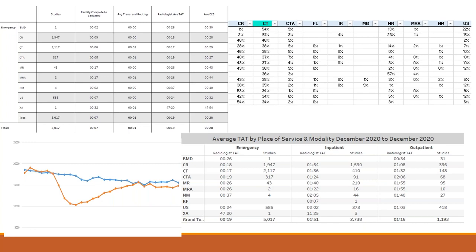The bottom right corner is information that we present to our facilities, and this shows the number of studies by patient type, inpatient, outpatient, emergency, the modality, and how long it took. Now, this is only the radiologist read time, which is at the top left corner, the second last column. That's once the images are actually there for the doctor, how long does it take him to read it? You cannot get any of this without the analytics and the data that you get from the systems.